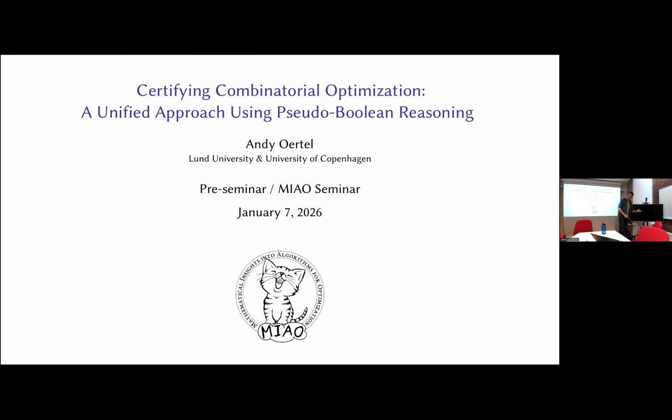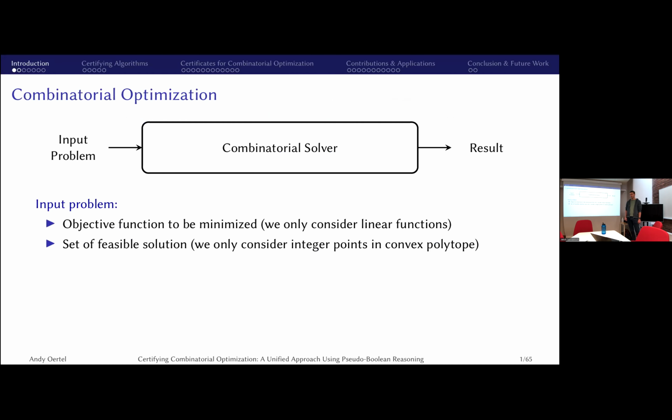Yes, precisely. So thank you. Let me start off by introducing to you what combinatorial optimization is. In combinatorial optimization, we have an input problem which is defined through an objective function that we want to minimize, and for simplicity, let's just consider a linear function. And second, we have constraints, or a set of feasible solutions. For simplicity, let us just consider the integer points inside the convex polytope. So everything is nicely linear.